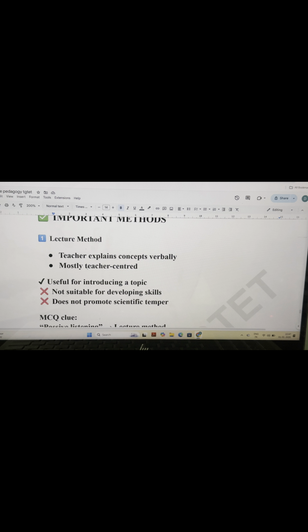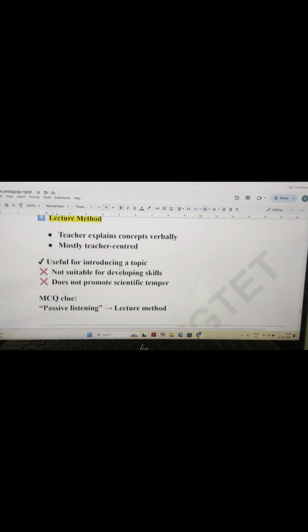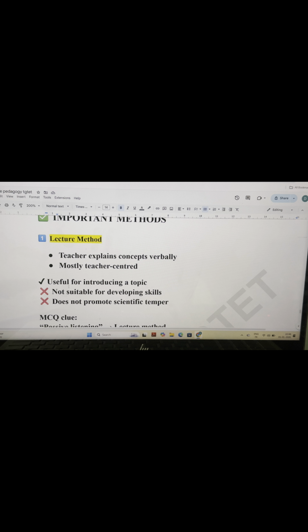The first important method is lecture method. Lecture method means your teacher explains the concept verbally. It is mostly a teacher-centered method, and here the teacher is active. This method is useful for introducing a topic. It is not suitable for developing skills, and it does not promote scientific temper.